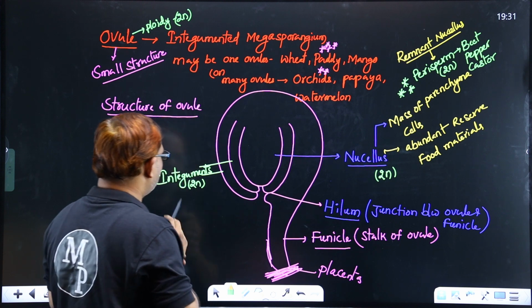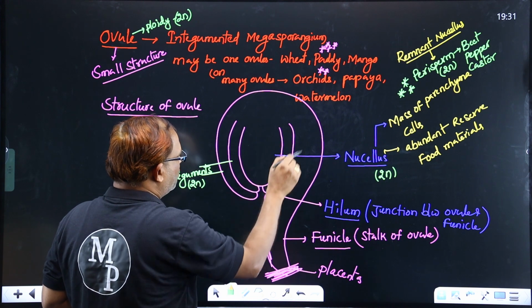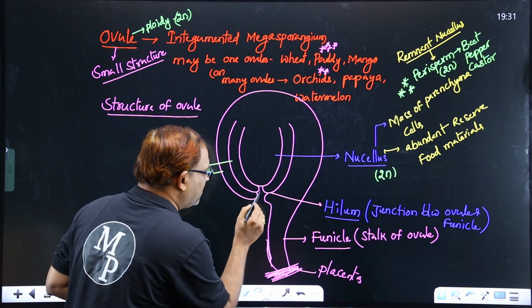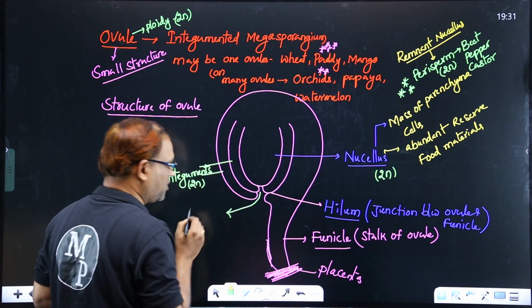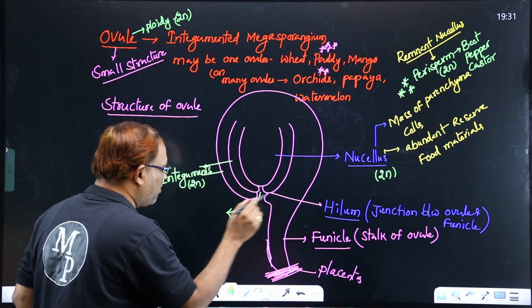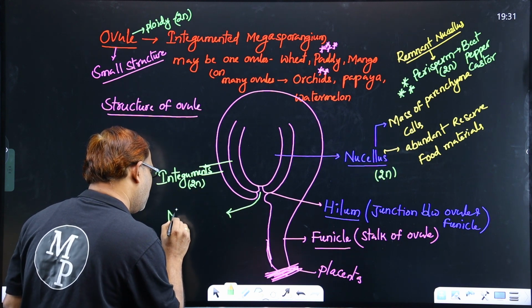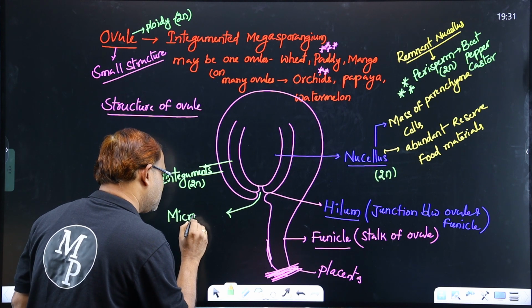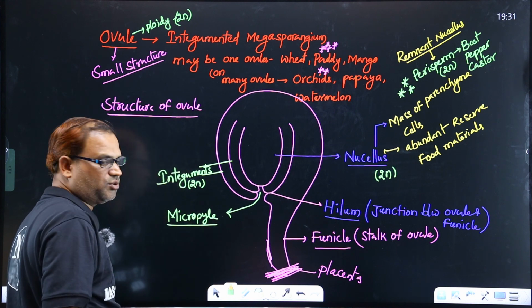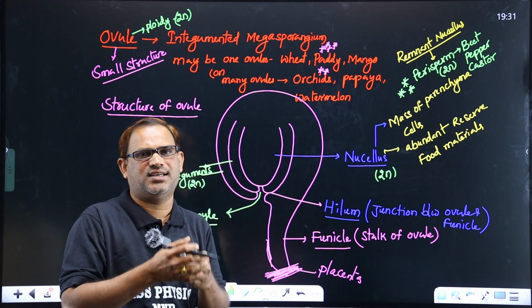See all of you. These integuments enclose the complete portion of the nucellus, but except where? Except at the tip of the ovule. This is the portion where the integuments are absent. Now, this portion is called a passage or pore-like structure. The name is called what? Micropyle. Very important. Micropyle means a pore-like structure, a passage, right?